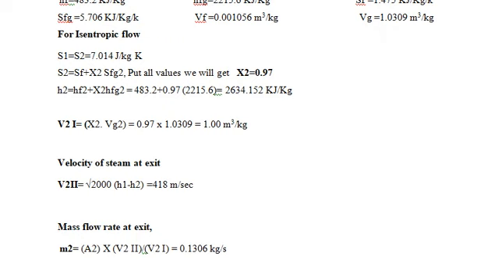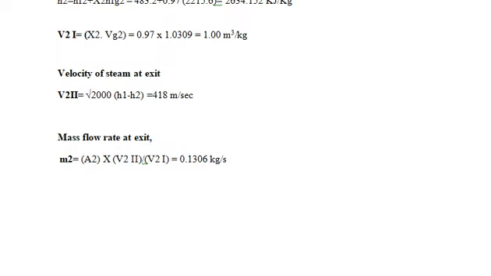Then the velocity of steam at exit, V2 equals the square root of 2000 in bracket H1 minus H2, equal to 418 meter per second. And this is the value to be found out: velocity of steam at exit, 418 meter per second. Then find out the mass flow rate at exit, M2 equals capital A2 into V22 divided by V21. We put all the values, and you are getting M2 as 0.1306 kg per second. And this is the end of the second numerical.